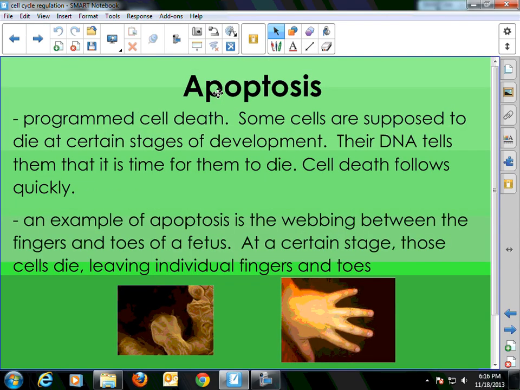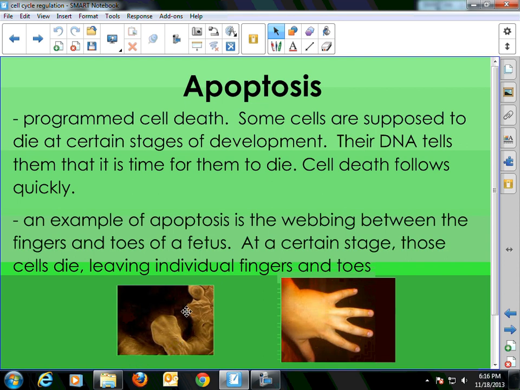Another type of regulation within the cells, this also occurs as an internal factor. It's called apoptosis. And the definition of apoptosis is programmed cell death. Certain cells are supposed to die at a certain stage in their life.